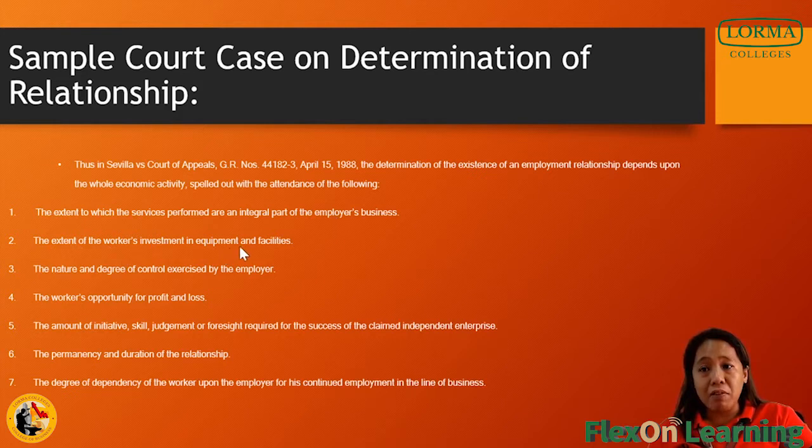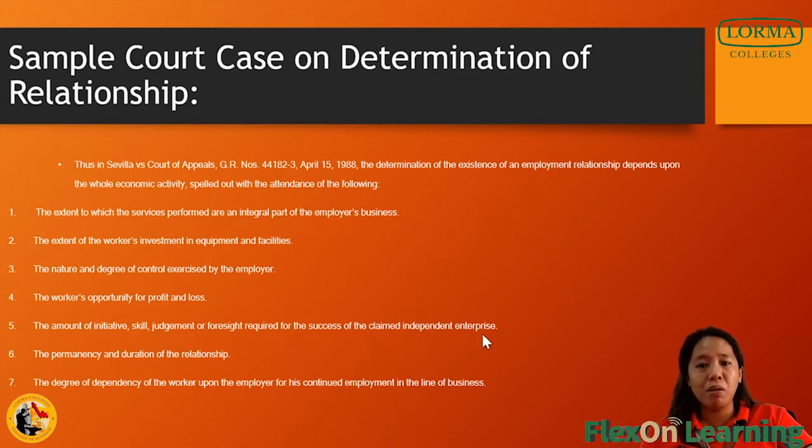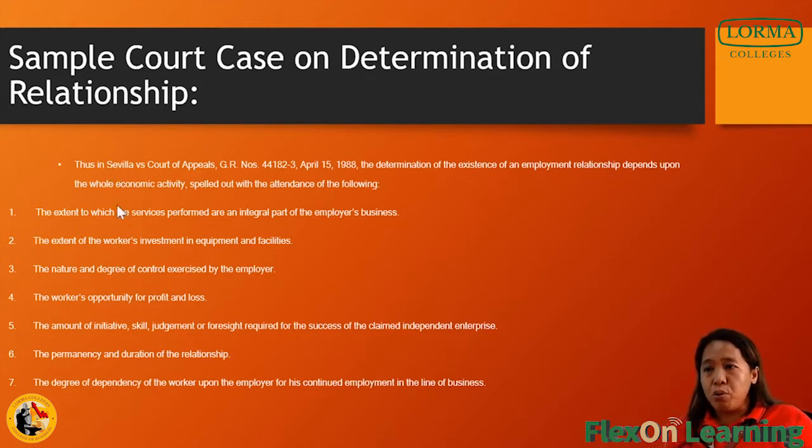The extent of the worker's investment in equipment and facilities. Also the nature and degree of control exercised by the employer, the worker's opportunity for profit and loss, the amount of initiative, skill, judgment, or foresight required for the success of the claimed independent enterprise, the permanency and duration of the relationship, and the degree of dependency of the worker upon the employer for his continued employment in that line of business. These were determined in the case of Sevilla versus Court of Appeals. If these are established, they are considered factors to be evaluated for the determination of the existence of the employment relationship.